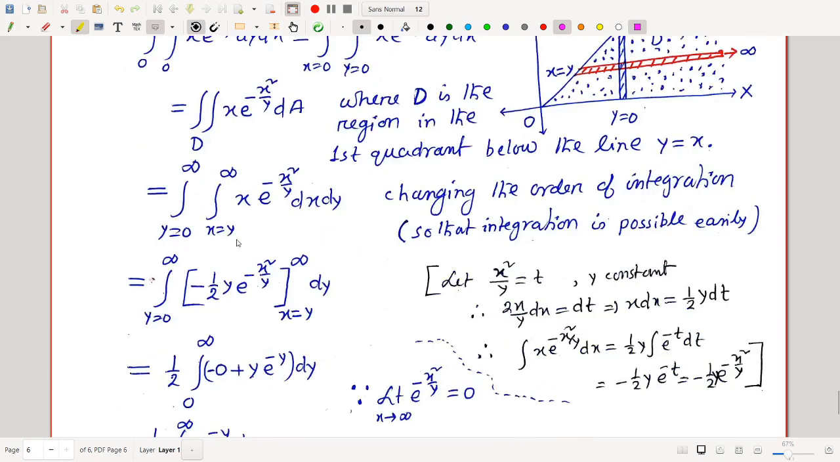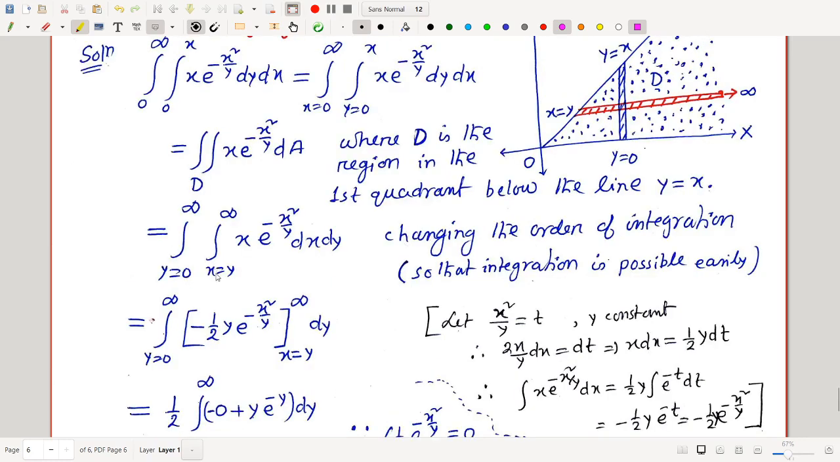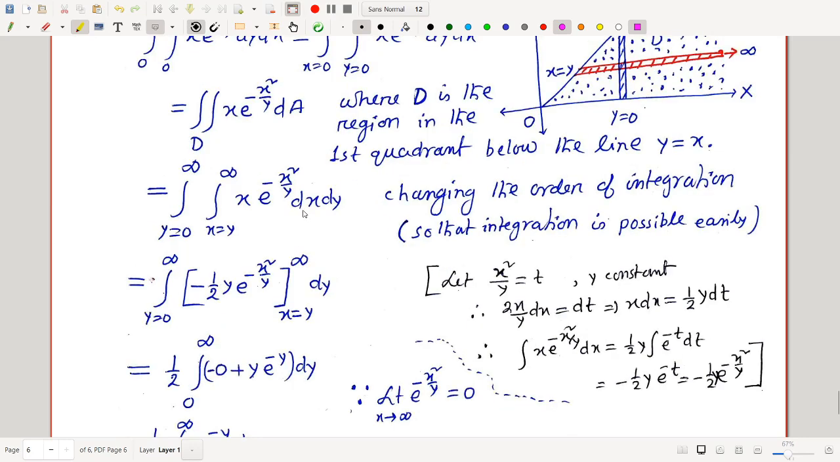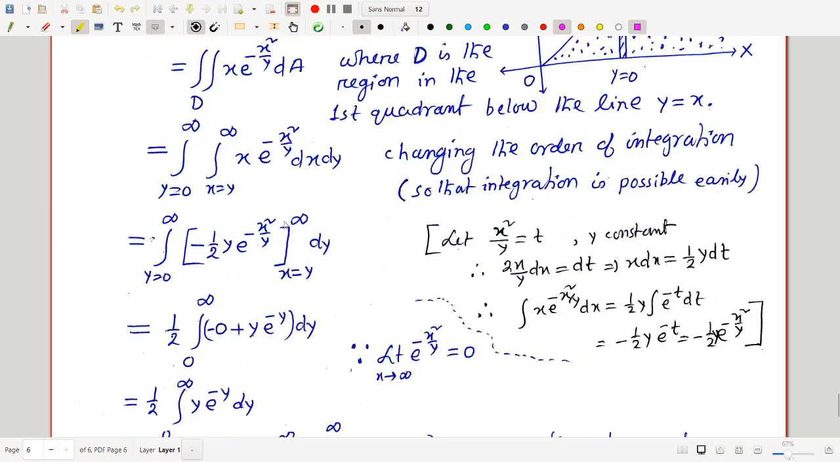Okay, so see what is written. Changing the order of integration: x equal to y to infinity for the horizontal strip, and then the strip is to be moved from y equal to 0 to y equal to infinity. And now here we have written dx dy. This time we have to integrate with respect to x first. Now we can integrate. Why?